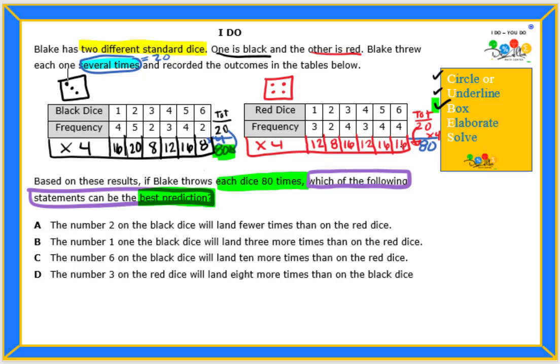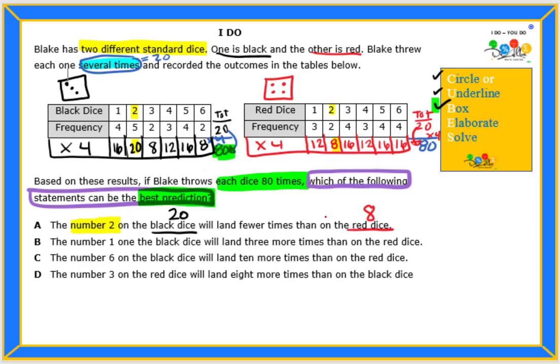So now we can answer the questions, and we're going to look at the number 2 in the black die. So the number 2 is right here on the black die will land fewer times than on the red die. So the number 2 on the red die is right here. So let's see where we landed, 20 and 8. So let's write that down. On the black die, we got 20 times the number 2. And on the red die, we expect that we will get 8 times for the number 2.